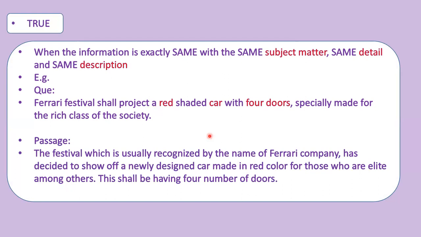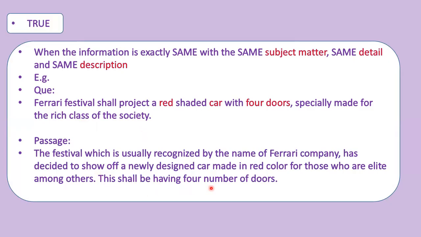All right. The detail was red, and the detail is red as well. So that means it is absolutely right. Okay. For those who are elite among others, perfectly fine. It says the same thing, rich class of the society, which is basically a good substitution, and it's a learning, right? Okay. Now move on.